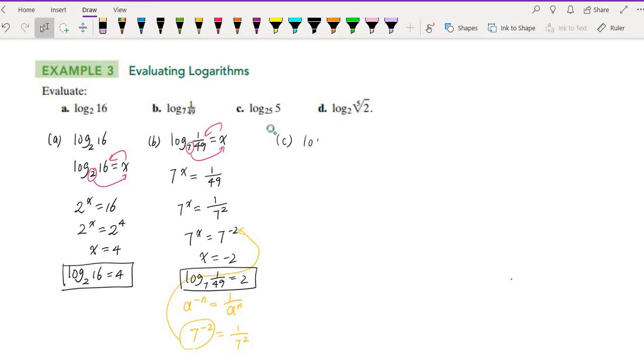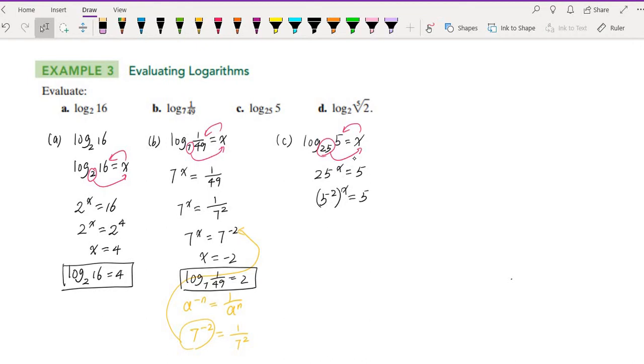Part C, we have log base 25 of 5. We're going to set it to x. Okay, so we're going to have 25 to the x power equal to 5. And then I have to think, okay, so 25 to the x, we want to write as the same base. Okay, in this case, we have 25, we have 5 on another side. But I do remember 25 is just going to be 5 squared. So I can rewrite it in this form, right?